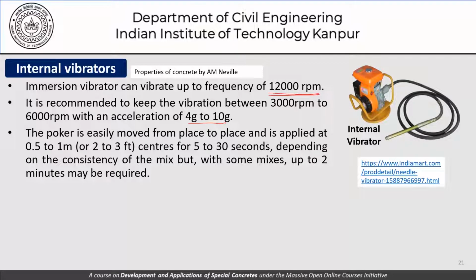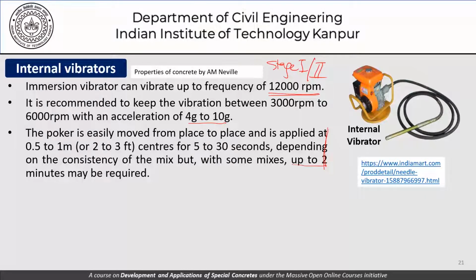The poker is easily moved from place to place and is applied at 0.5 to 1 meter centers, which is about 2 to 3 feet, for 5 to 30 seconds depending on the consistency of the mix. But with some mixes, up to 2 minutes may be required. Recall what we saw in the initial part of our discussion today about stage 1 and stage 2 of the consolidation process, where stage 1 was the liquefaction of the mortar phase, facilitating the movement of the coarse aggregate into a compact configuration, and then removal of the voids.